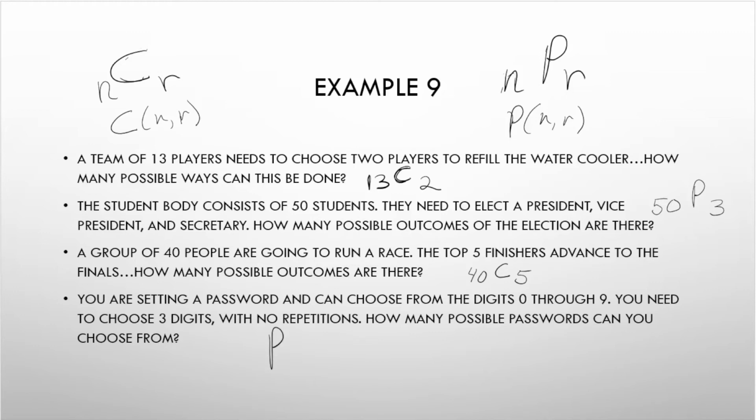And then it says I have the digits 0 through 9. So how many choices would that be if I have the digits 0 through 9, 0 included? 10. So I have 10 choices. It says I'm choosing 3 of them, right? So it says choose 3 digits. So that would be 10, choose 3.